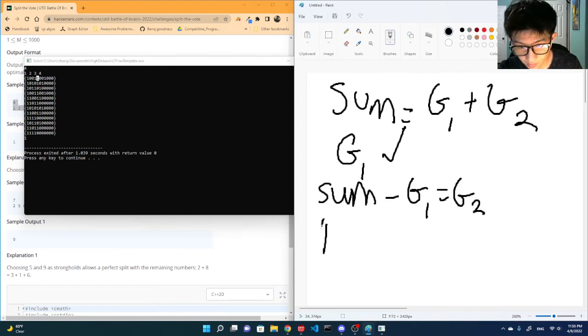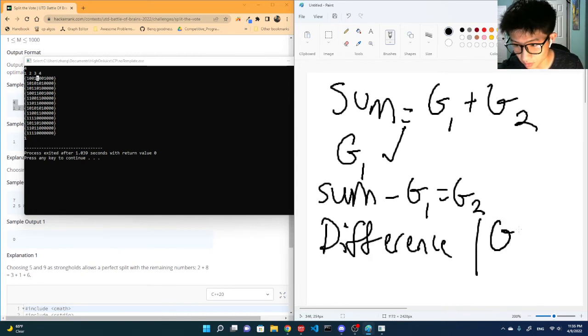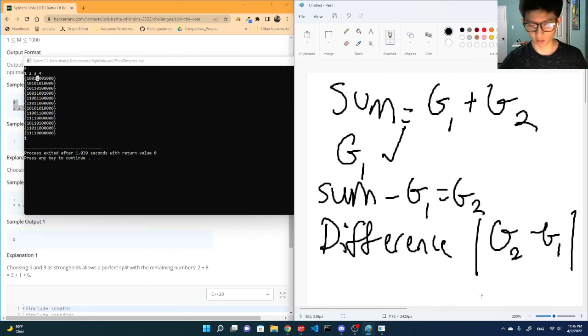Then what we can do is find the difference by taking the absolute value of group 2 minus group 1. Done. Then we compute the smallest difference, and the smallest difference of all those numbers will be our answer.